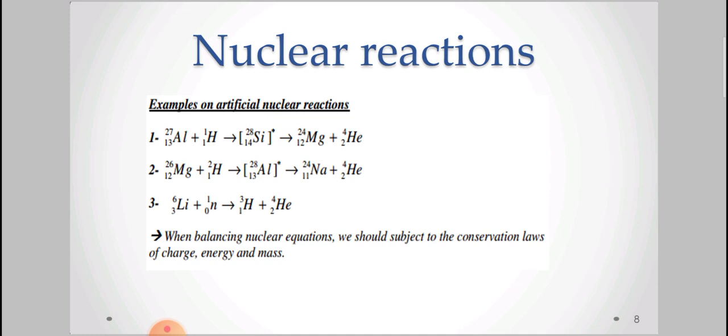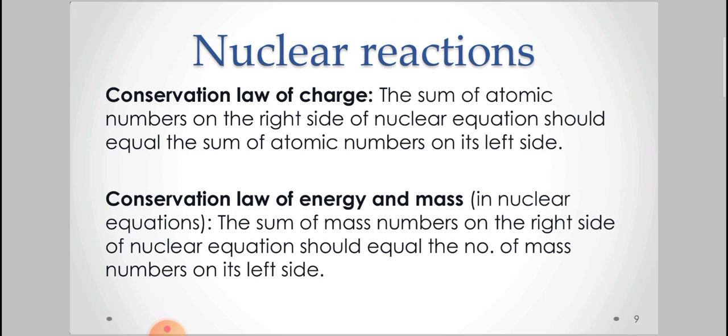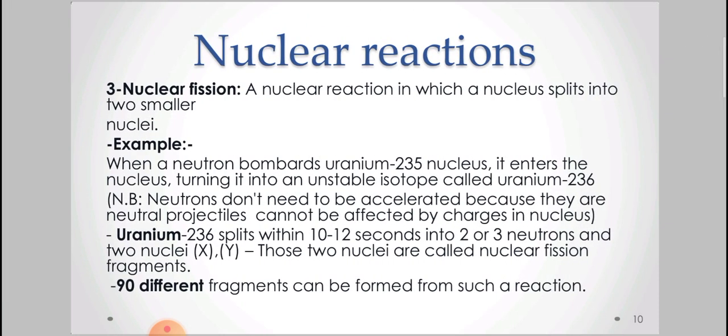Examples of artificial nuclear reactions include aluminum, magnesium, and lithium. When balancing nuclear equations, we should be subject to the conservation laws of charge and energy. Conservation law of charge: the sum of atomic numbers on the right side of the nuclear equation should equal the sum of atomic numbers on its left side. Conservation law of energy and mass: the sum of mass numbers on the right side of the nuclear equation should equal the sum of mass numbers on its left side.